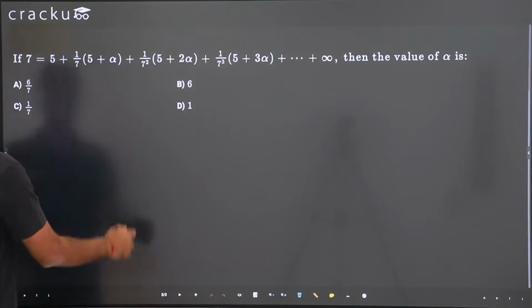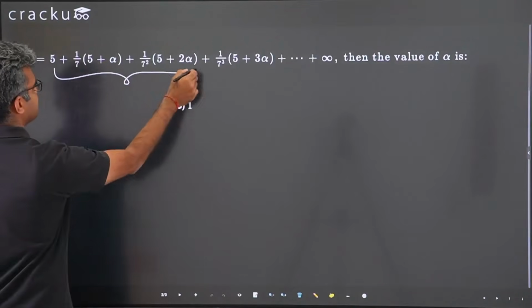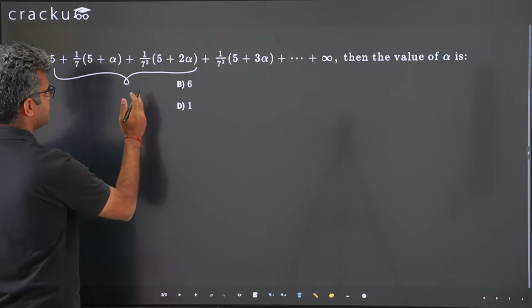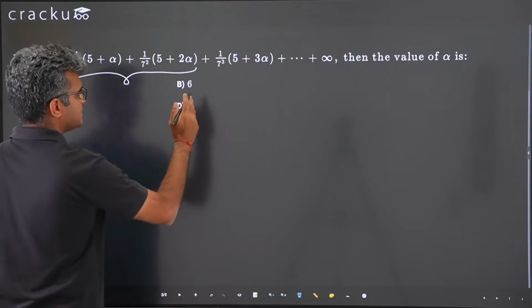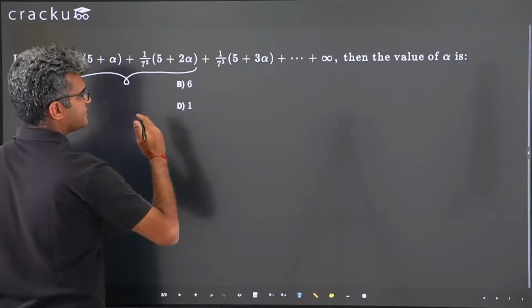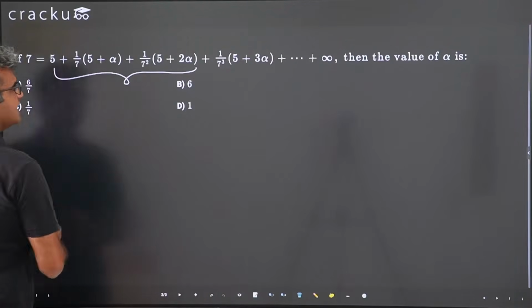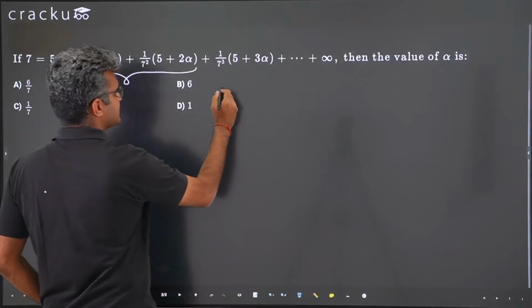In this question, we are given an expression on the right hand side. This is 5 plus 1 by 7 into 5 plus alpha plus 1 by 7 square into 5 plus 2 alpha plus 1 by 7 cube into 5 plus 3 alpha plus dot dot dot till infinity. We are required to calculate the value of alpha.